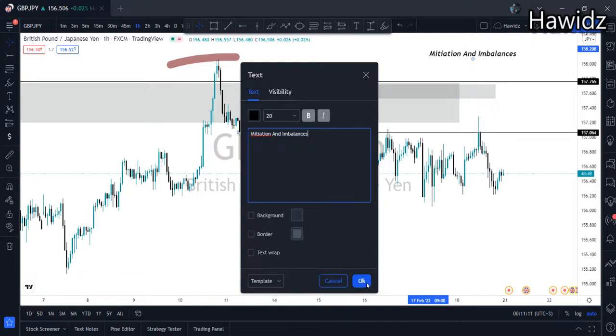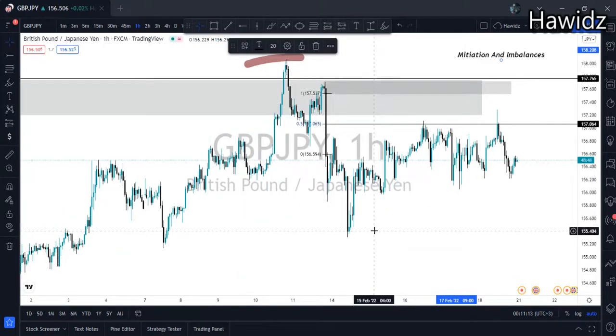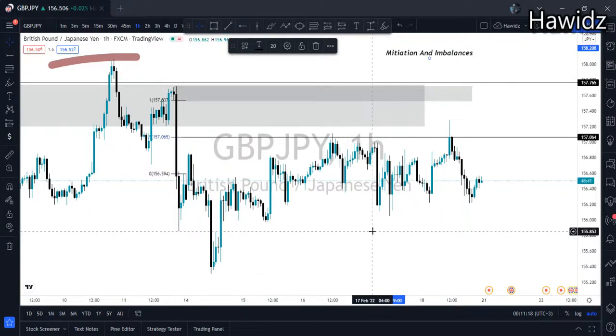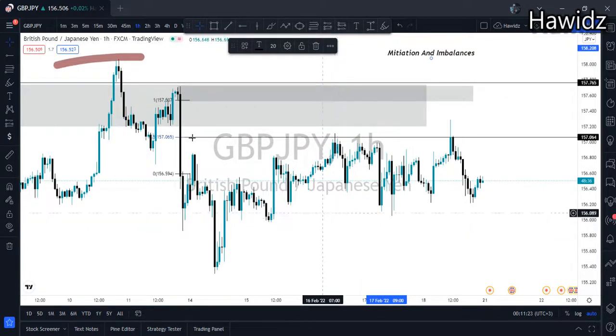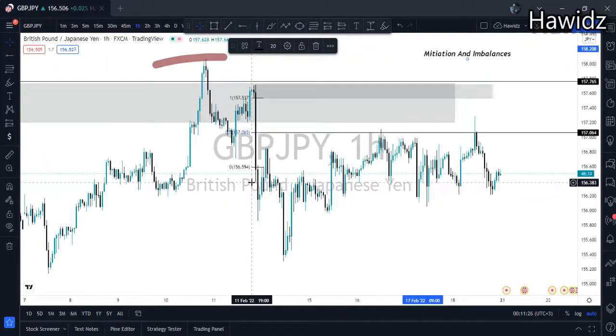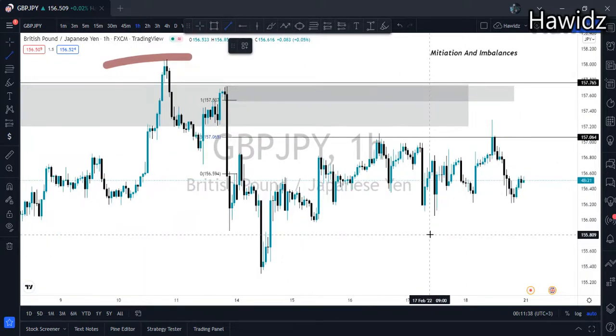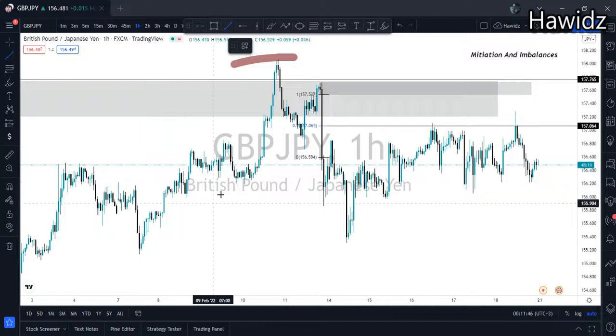Okay, so firstly, I did explain this in the previous videos, but if you didn't catch me, or if you have not checked it yet, what exactly is an imbalance? Imbalance is a gap left between wicks that others may call price gaps, which in future needs to be filled.